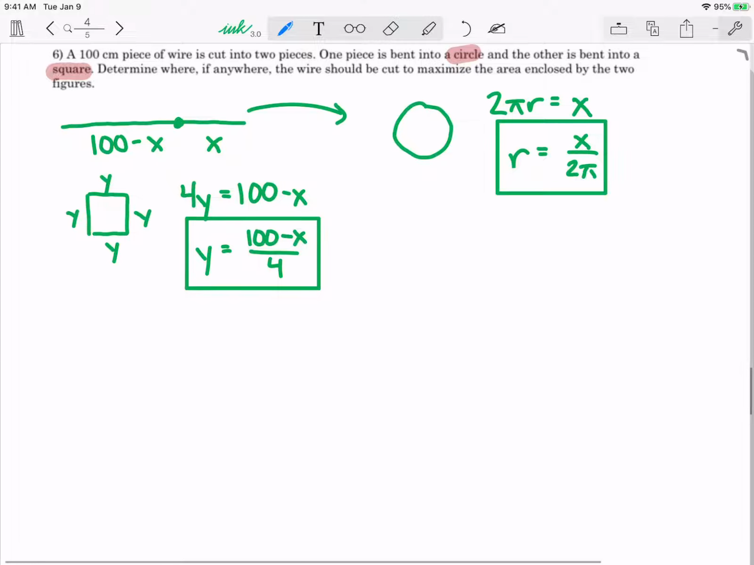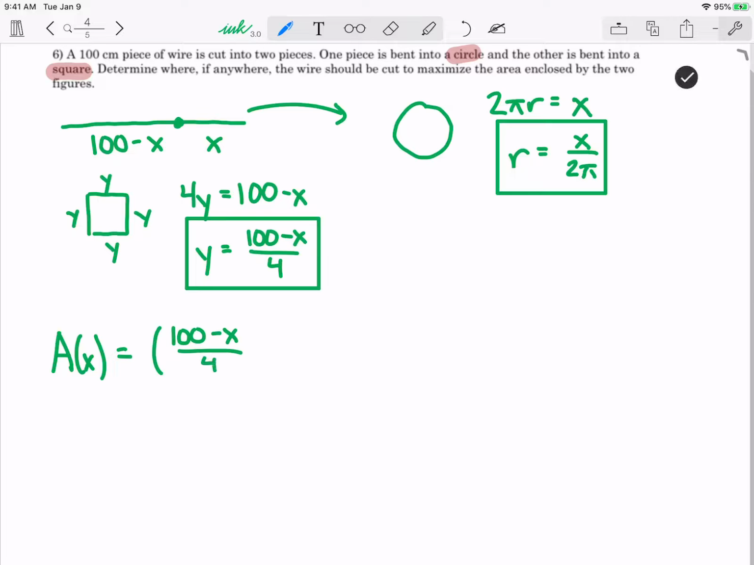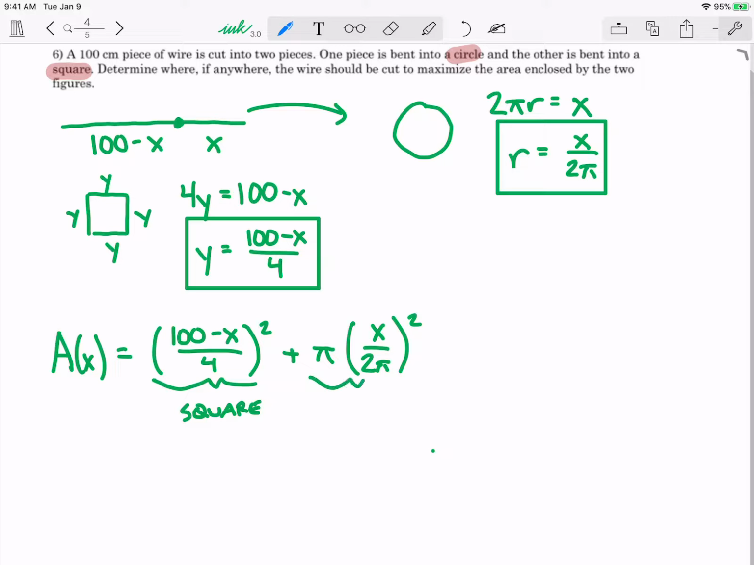Now the question is, how do I find the area? Well, the area for my square is simply y squared, which is 100 minus x over 4, squared. The area of my circle is pi r squared. So I've got pi r, which is x over 2 pi, squared. So again, this came from my square, and this was the area of my circle.